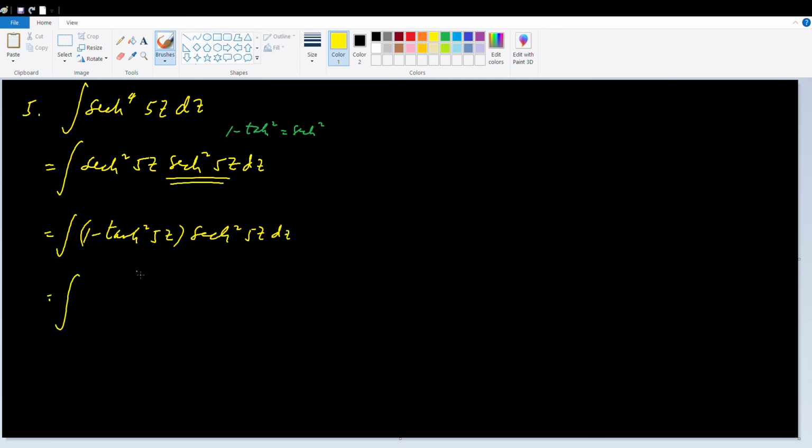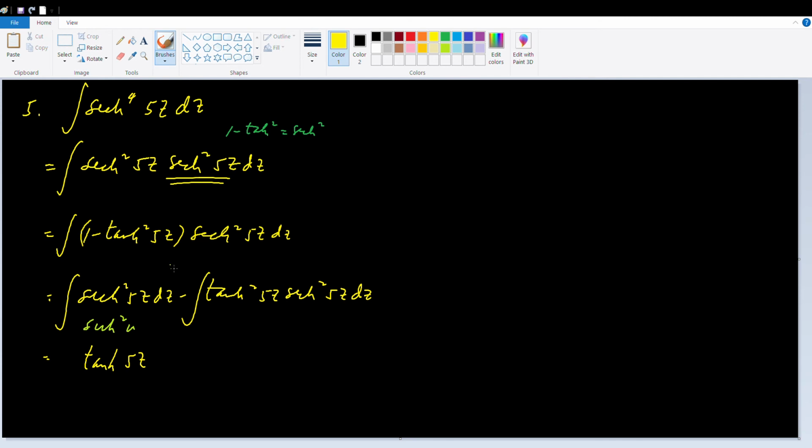We now have two integrals: the integral of hyperbolic secant squared 5c dc minus the integral of hyperbolic tangent squared 5c times hyperbolic secant squared 5c dc. The first integral is of the form hyperbolic secant squared u, and its integral is hyperbolic tangent. Our u is 5c, so du is 5 dc. Thus, we will have 1/5 in our answer.